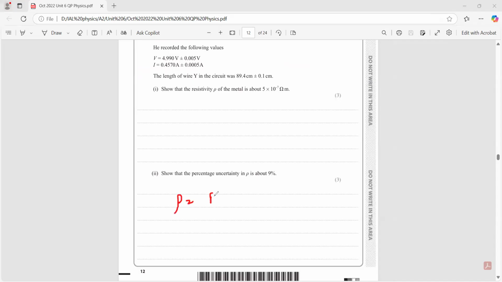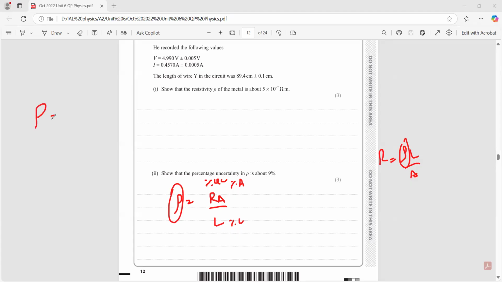Rho is calculated by RA over L, because R is equal to rho L by A. So rho is calculated as RA divided by L. R is a resistance. So I need a percentage uncertainty in R, a percentage uncertainty in A, and a percentage uncertainty in L. And I will add all their percentage uncertainties to get the percentage uncertainty in rho. That is one method. What is another method?